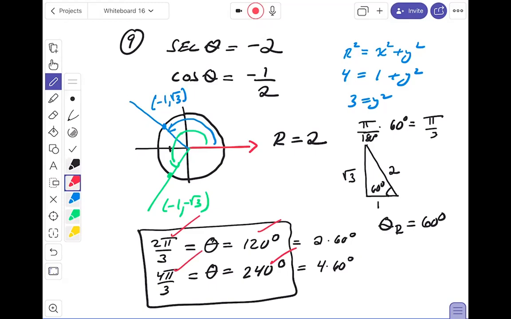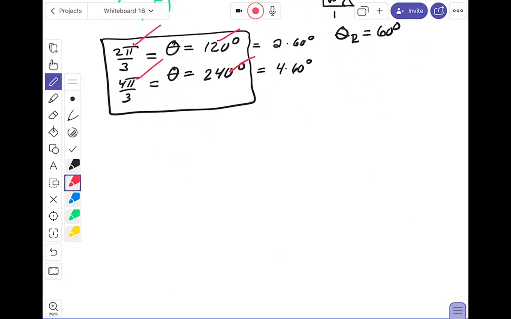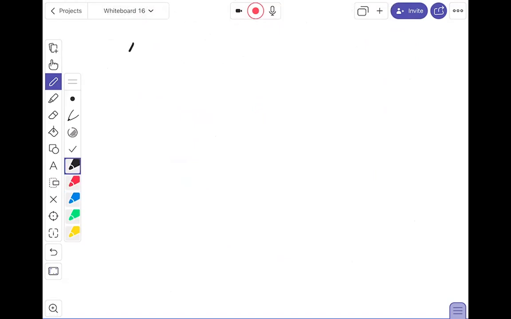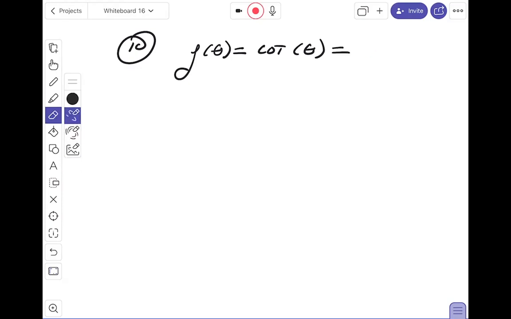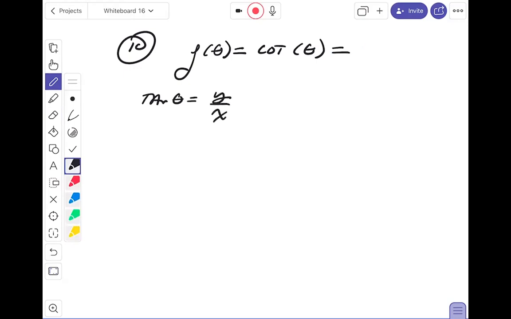All right, let's go to number 10. Number 10 is the last problem. And what does it say? It says, for what values of theta is f of theta equal to the cotangent of theta? Oh boy, this looks like another tough one for me, right? Well, again, I like that x, y, and r business. And the question is, how's this defined? Let me write this down. Tangent of theta is y over x. So the cotangent is going to be x over y.